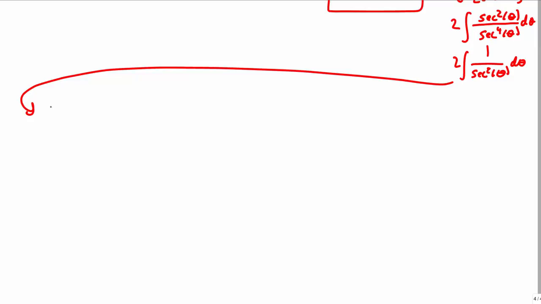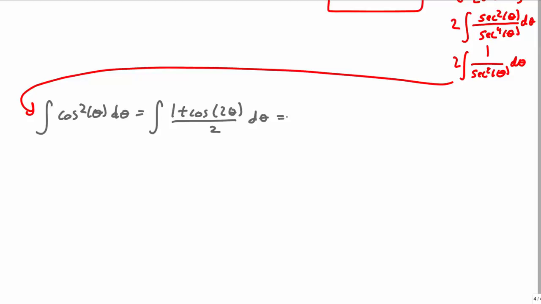So secant is 1 over cosine, so 1 over secant squared would be cosine squared. This is one of my half-angle identities to integrate cosine squared. This would equal 1 plus the cosine of 2 theta all over 2 d theta. So this is back when we were learning about trig integrals. So I'm going to split this up into 2 pieces. This is going to be the integral of a half d theta, better not forget my d theta here, plus the integral of half cosine of 2 theta d theta.